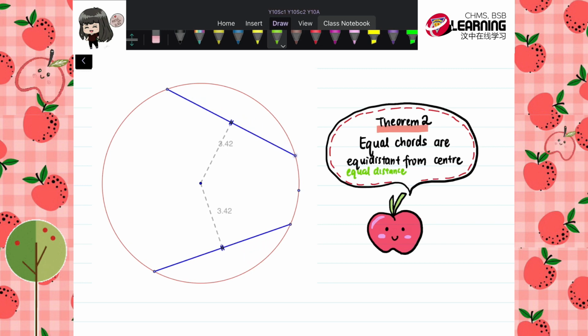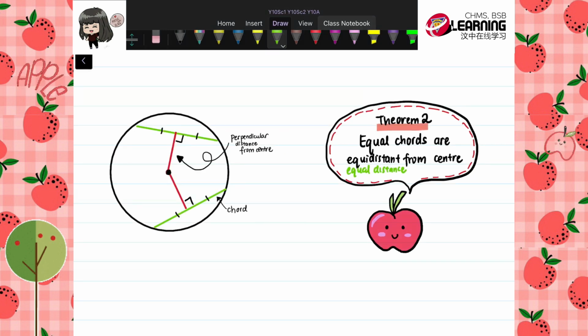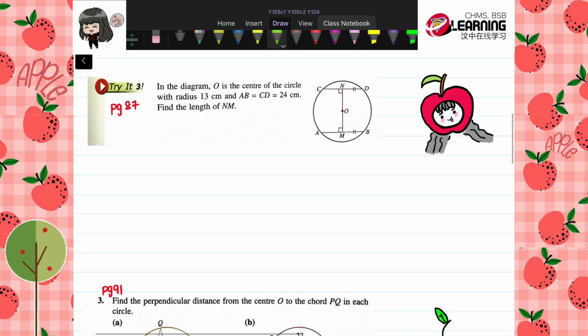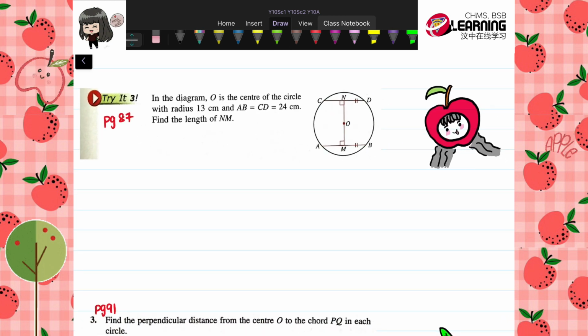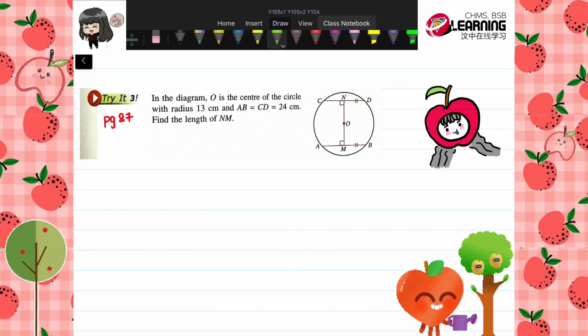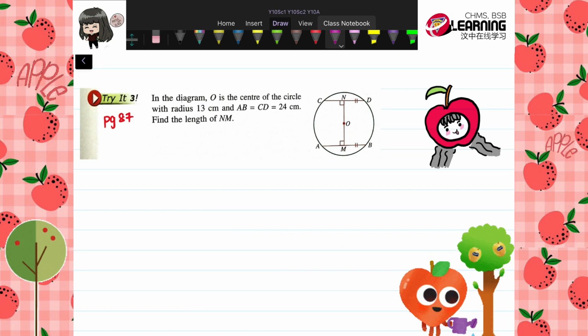Okay, so this is your second theorem. Let's look at try it 3. In the diagram, O is the center of the circle with radius 13 cm. The radius is 13 cm and it's not stated in this diagram. It's in the question itself.